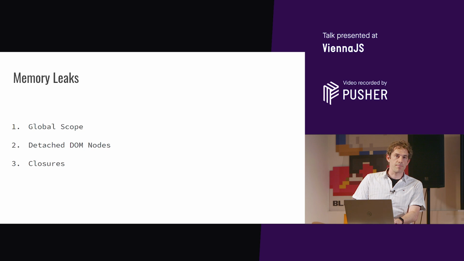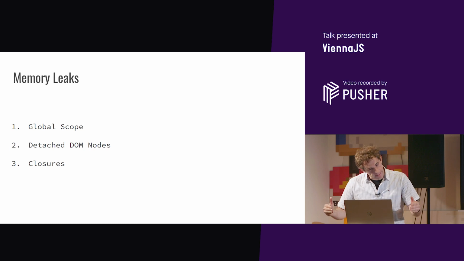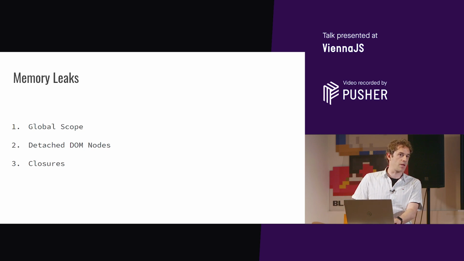Please be aware that there are some pitfalls where you can accidentally assign an object to the global scope. If you forget to use var, let, or const, something like this, or if you are doing some strange things with the context, it can also happen that the context changes to window. So please be aware of this.